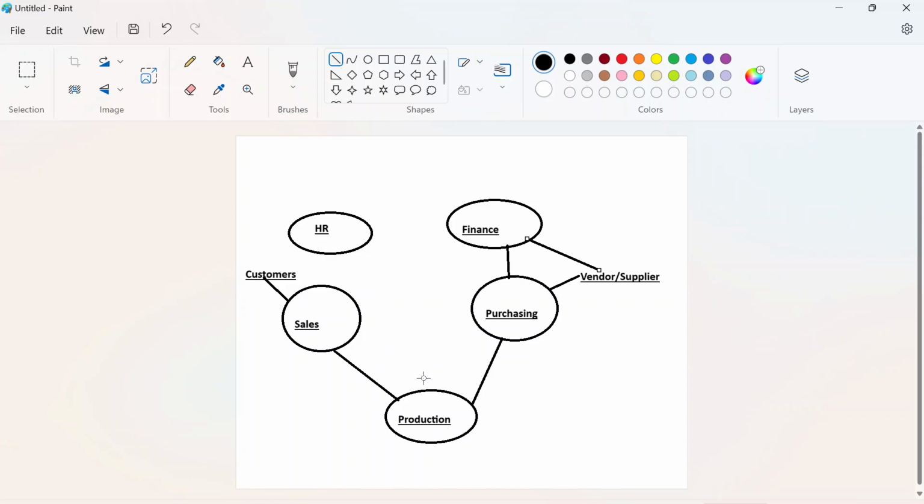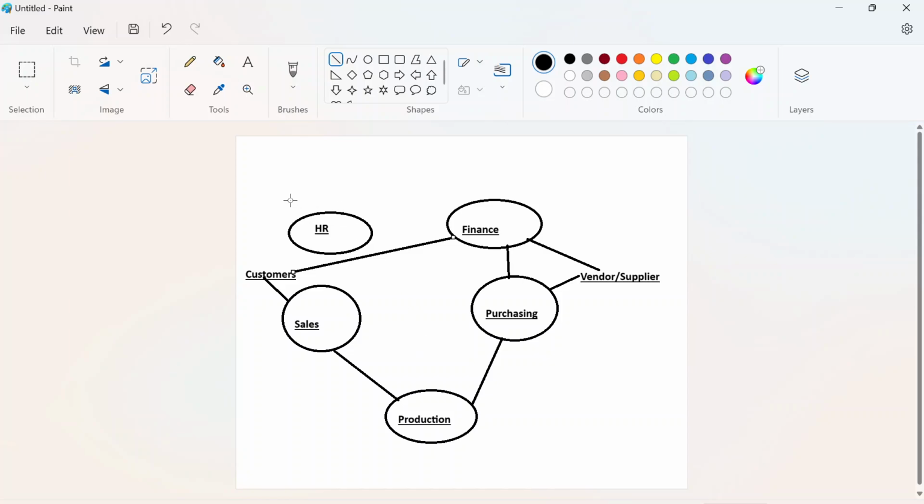Now, once the production is completed, that final product is completed, the order is completed, and the sales department delivered the order to the customer. Now the customer has to pay the money, right? It will go again to the finance department as account receivables.